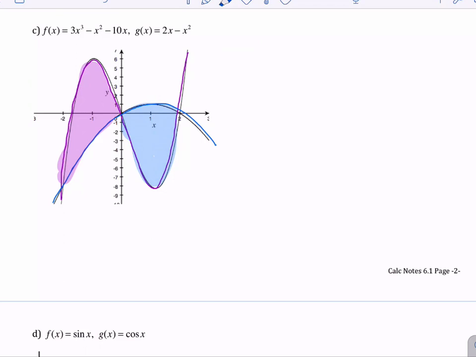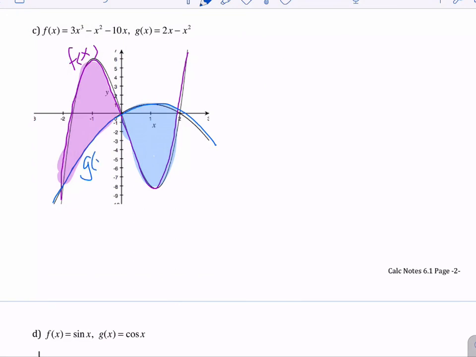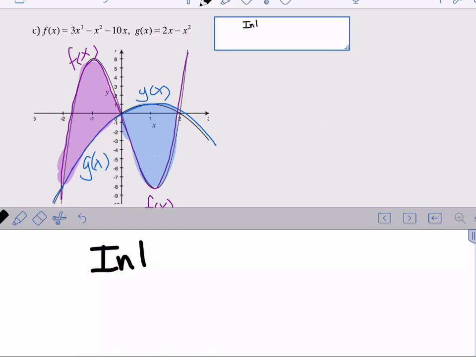Now in the first intersection, we're going to see that there's a different function on top. And so in this one, f of x is actually on top, and g of x is on the bottom. Whereas in the second intersection, now we have g of x being on top and f of x being on bottom. So to actually find these areas, we are going to find the areas separately and then add them together. Okay, so first off, we do need to find our intersection points.